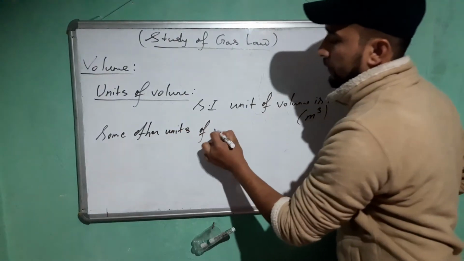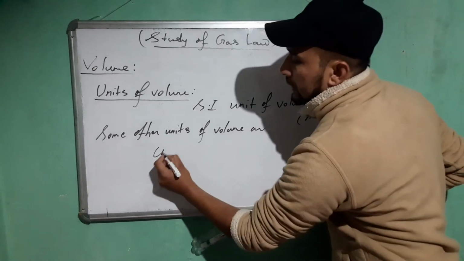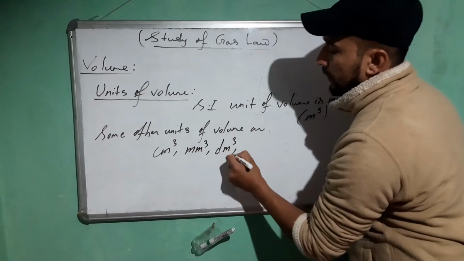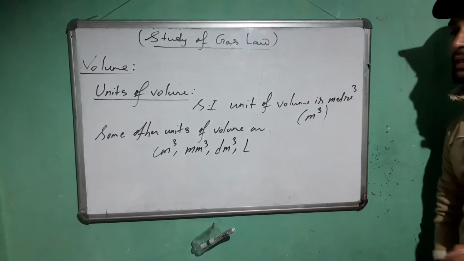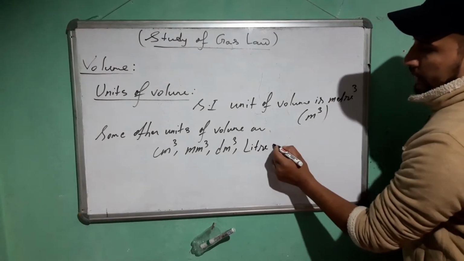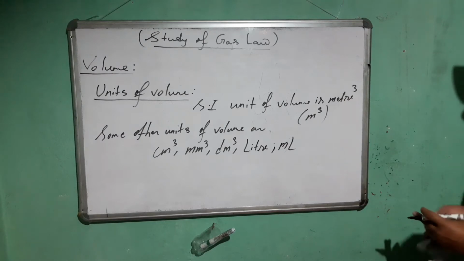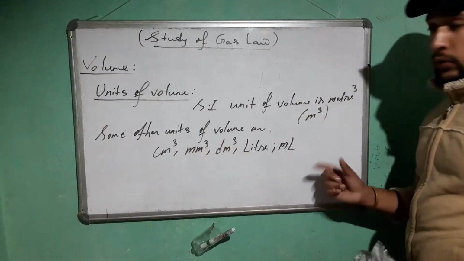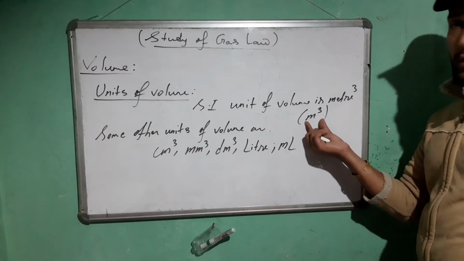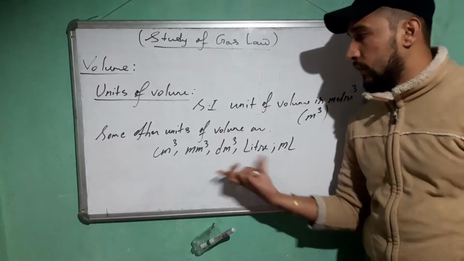Some other units of volume are centimeter cube, millimeter cube, decimeter cube, liter, and milliliter. ml stands for milliliter, and some other units are also there. So these are the most commonly used units of volume. First of all, remember that the SI unit of volume is meter cube. The centimeter cube is the CGS unit, and these are some additional units of volume.